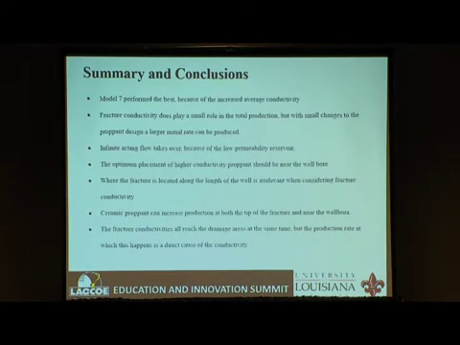So, summary and conclusions. I know that's kind of a lot to take in 20 minutes, but to wrap it up, Model 7 performed the best because of the increased average conductivity. So it had a larger ceramic right near the wellbore. And then fracture conductivity plays a very small role in the actual production changes of a well. But small changes in the proppant design could create a larger initial rate, and maybe at a higher price could make a well more economic. Infinite acting flow takes over because of the low permeability reservoir. The optimum placement for a sand, or a higher perm sand, would be near the wellbore, and I would advise using a ceramic proppant. You're going to be more productive.